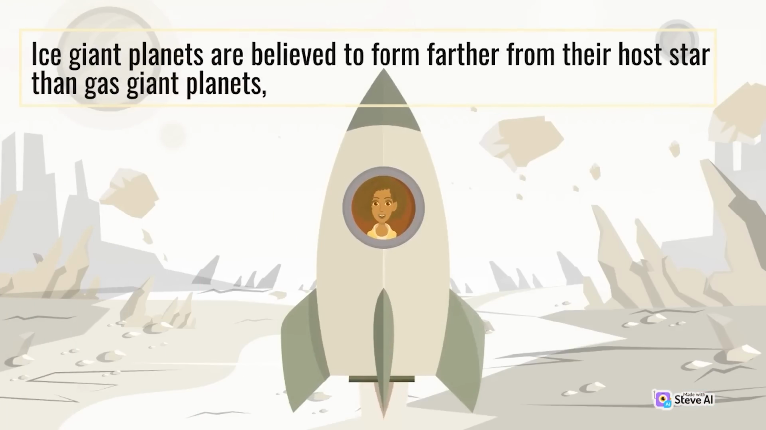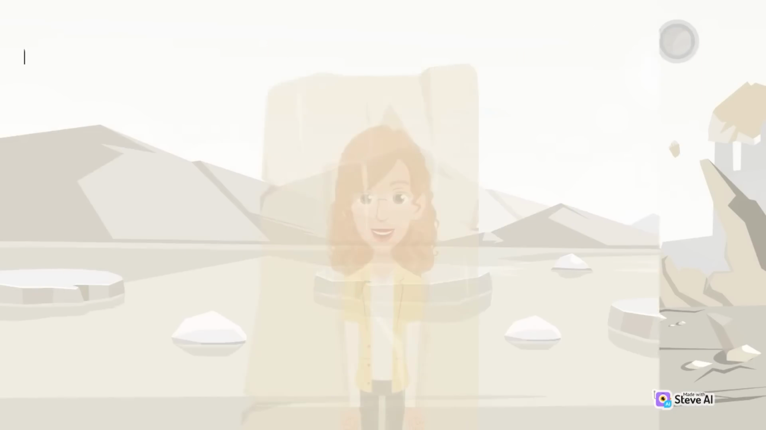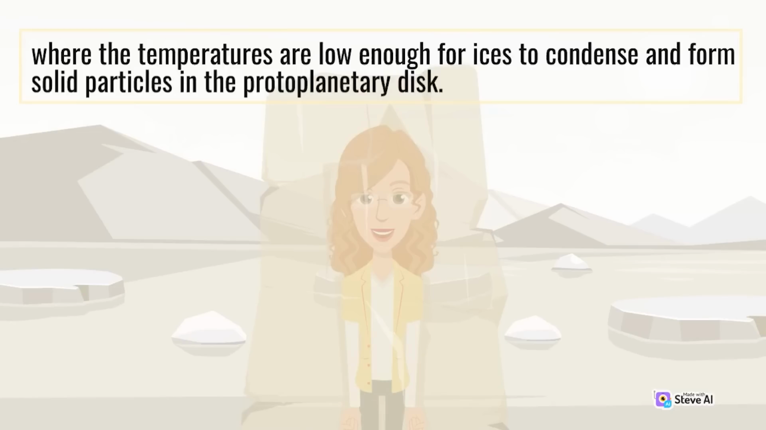Ice giant planets are believed to form farther from their host star than gas giant planets, where the temperatures are low enough for ices to condense and form solid particles in the protoplanetary disk.